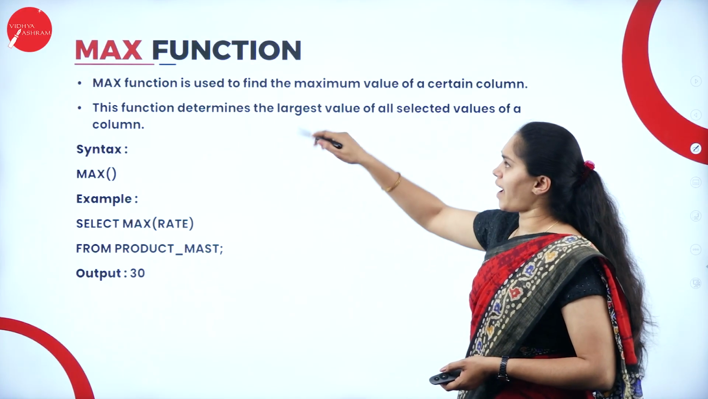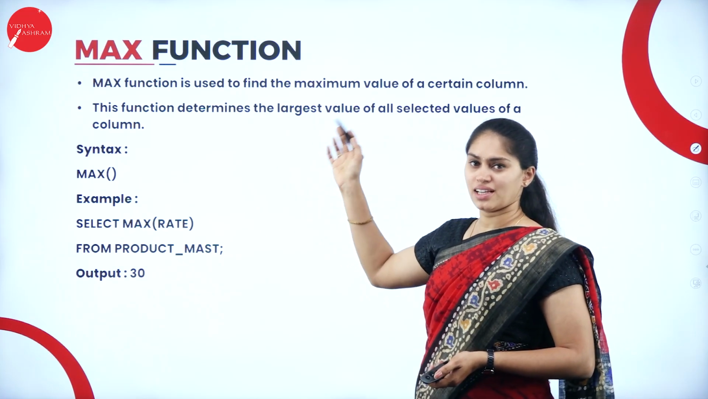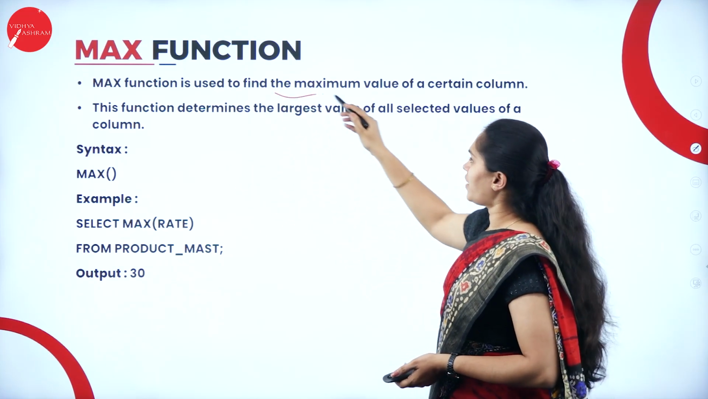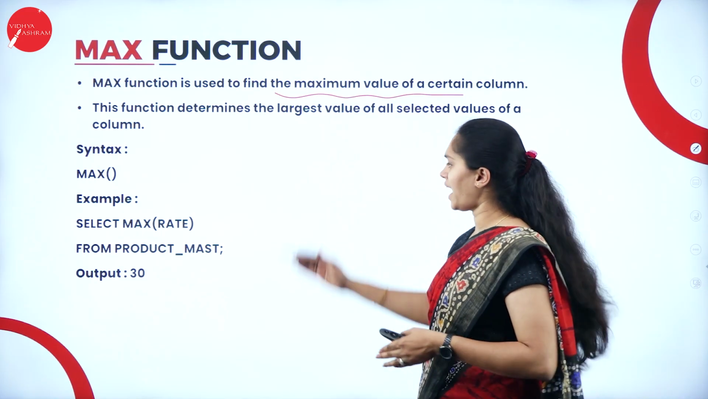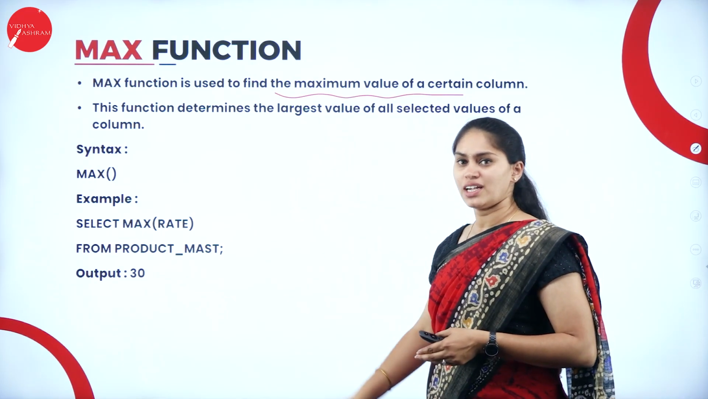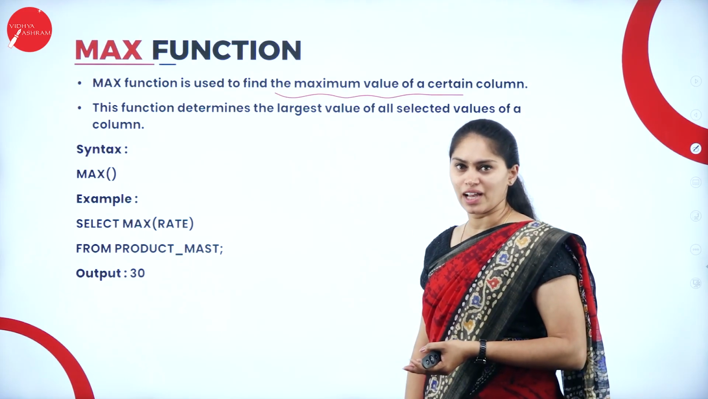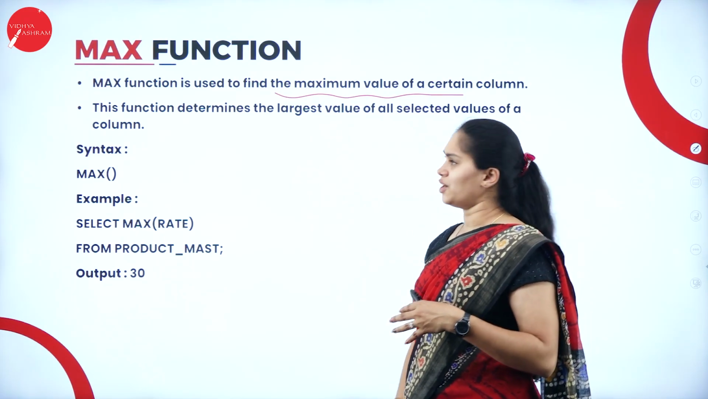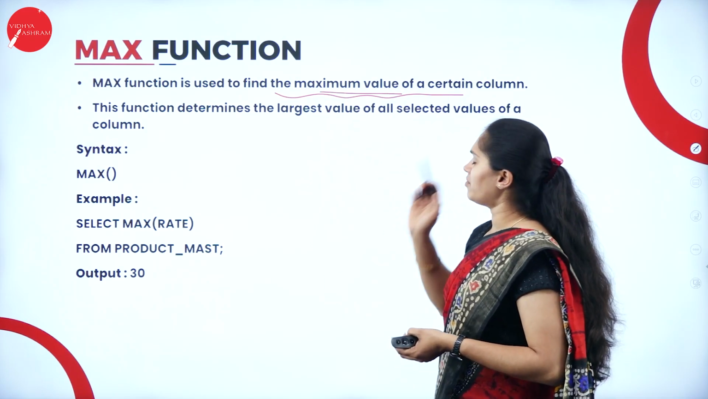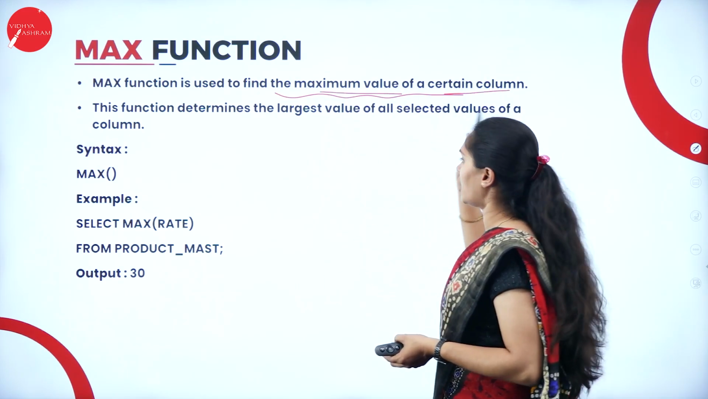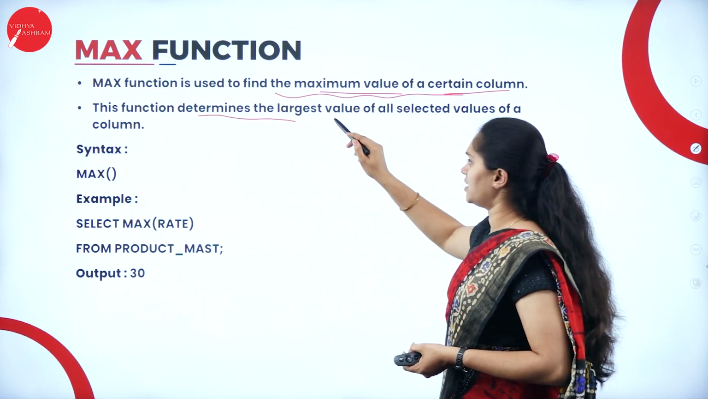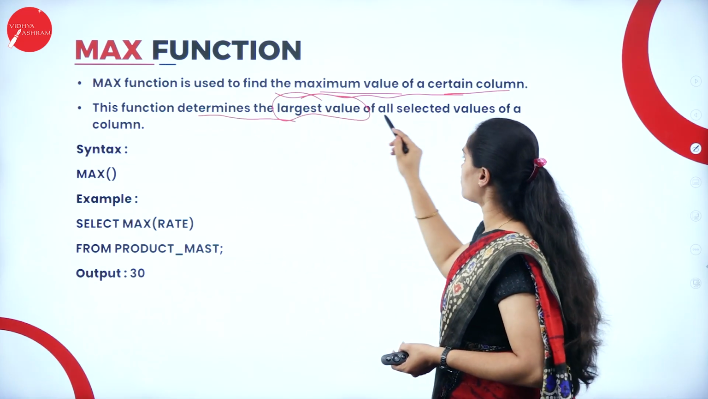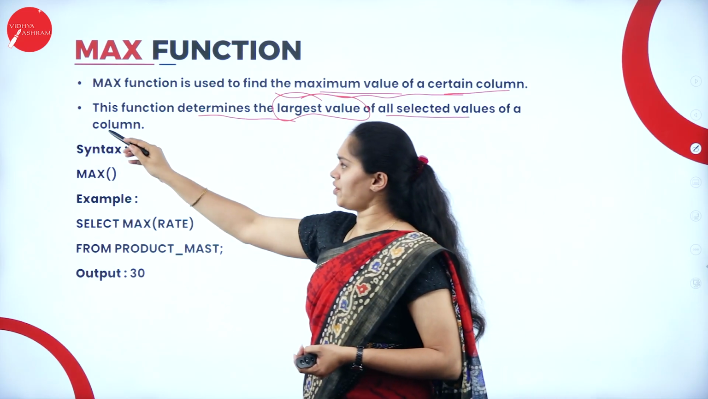Then how will the max function work for a particular table? Mainly it is used to find the maximum value of a certain column. For example, if I have a certain cost here, what is the maximum value among those values? In order to find the maximum value of a particular column, we use the maximum function. It determines the largest value of all the selected values of a column.